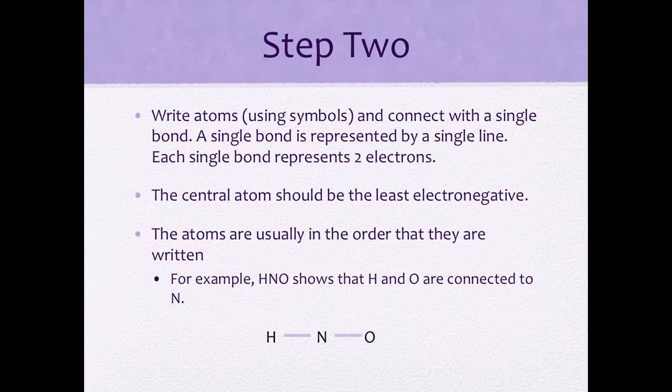For step 2, you just write the atoms out using their symbol from the periodic table and then connect them using a bond. A bond is written with a single line and it represents 2 electrons. And they're usually in order how they're written. So, for example, HNO is written with the H and the O connected to the N.